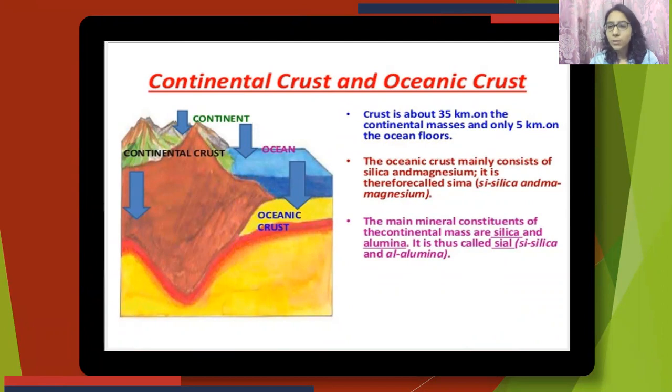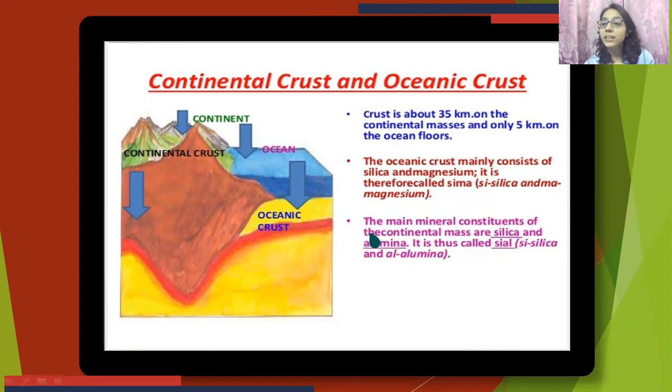Just like any swimming pool, I believe you all must have seen a swimming pool, which has a floor beneath it. Similarly, we can imagine various water bodies having land or floor beneath them. Now, moving ahead, another difference between these two crusts is that the oceanic crust consists of silica and magnesium. Now, silica and magnesium are the minerals which are found in rocks. So, together they are known as SiMa, right? Si for silica and Ma for magnesium.